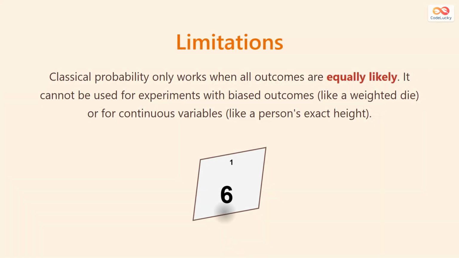It's important to know that classical probability has its limits. Its main rule is that every outcome must be equally likely. This method won't work for situations with biased outcomes, such as a loaded die, or for things that are measured on a continuous scale, like a person's exact height.